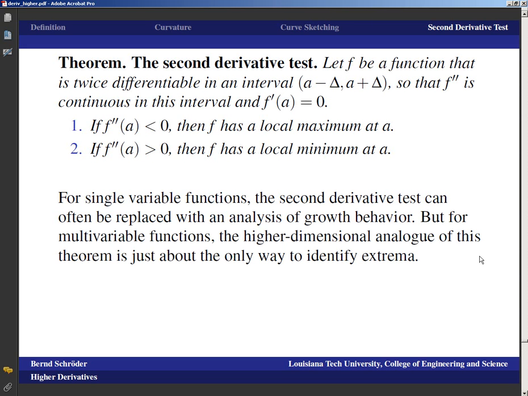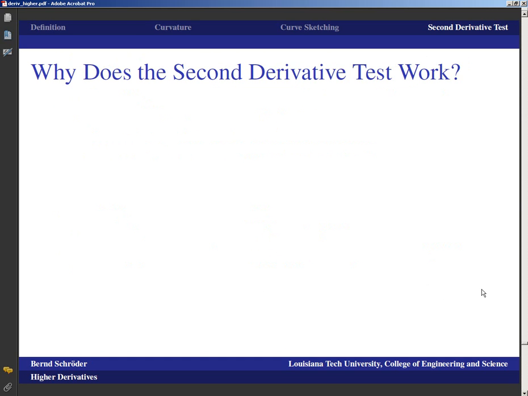However, we want to keep this idea of the second derivative test around, because for multivariable functions, the higher dimensional analog of this theorem is really just about the only way to identify extrema. Okay, so the question that we could ask ourselves here is, why does the second derivative test work? That goes along the lines of a proof, but it could also be replaced with the question, how do I remember this test?